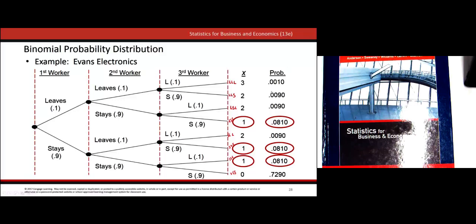And we can calculate the probabilities of each outcome, such as this one. They leave 0.1, 0.1, 0.1, which is 0.001. Leave with probability 0.1, stay with probability 0.9, 0.009. And these are the same. And the stay, so employee A stays with probability 0.9, 0.9 times 0.9 times 0.9, 0.729.